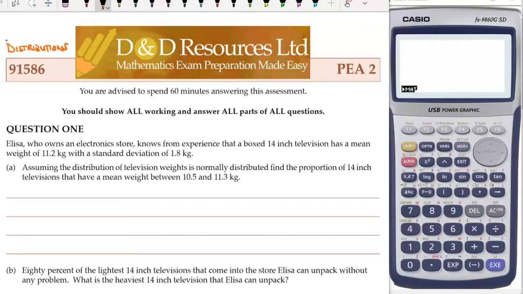This one is a distributions paper. It's their practice external assessment number 2 for standard 91586.